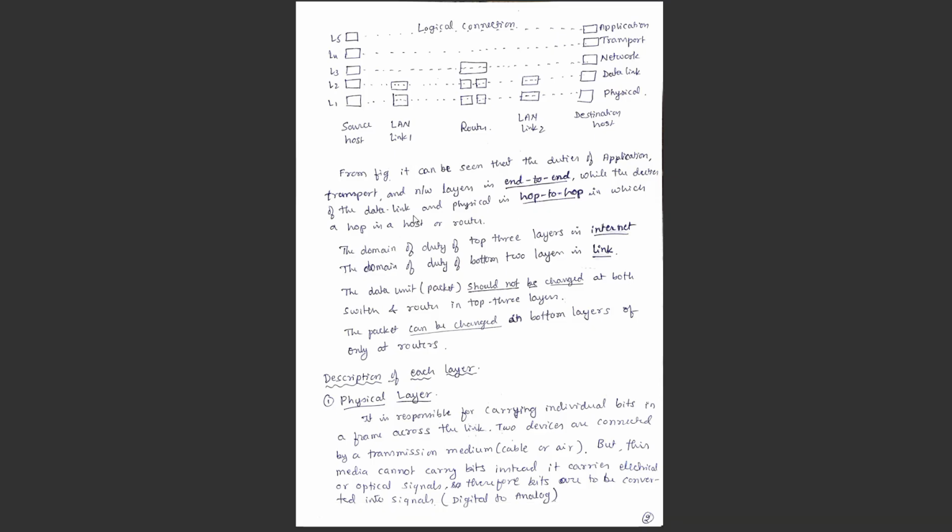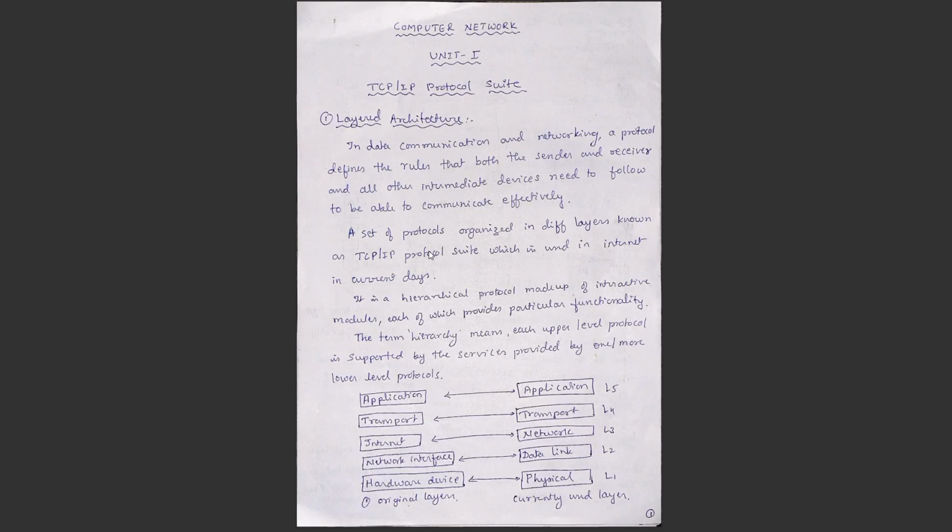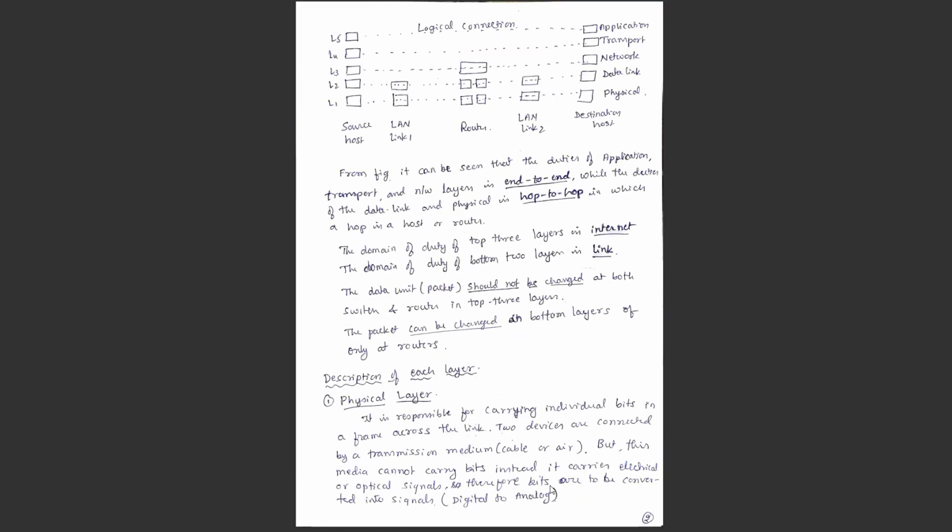So now let us start learning the description, like what is the purpose of each and every layer used in TCP/IP. Let's go from bottom to top. The first layer is the physical layer, as you have already seen in the diagram. Physical is the bottommost. So what is the purpose of the physical layer? It is responsible for carrying the individual bits in a frame across the link. Now, two devices, for example, take PC A and PC B.